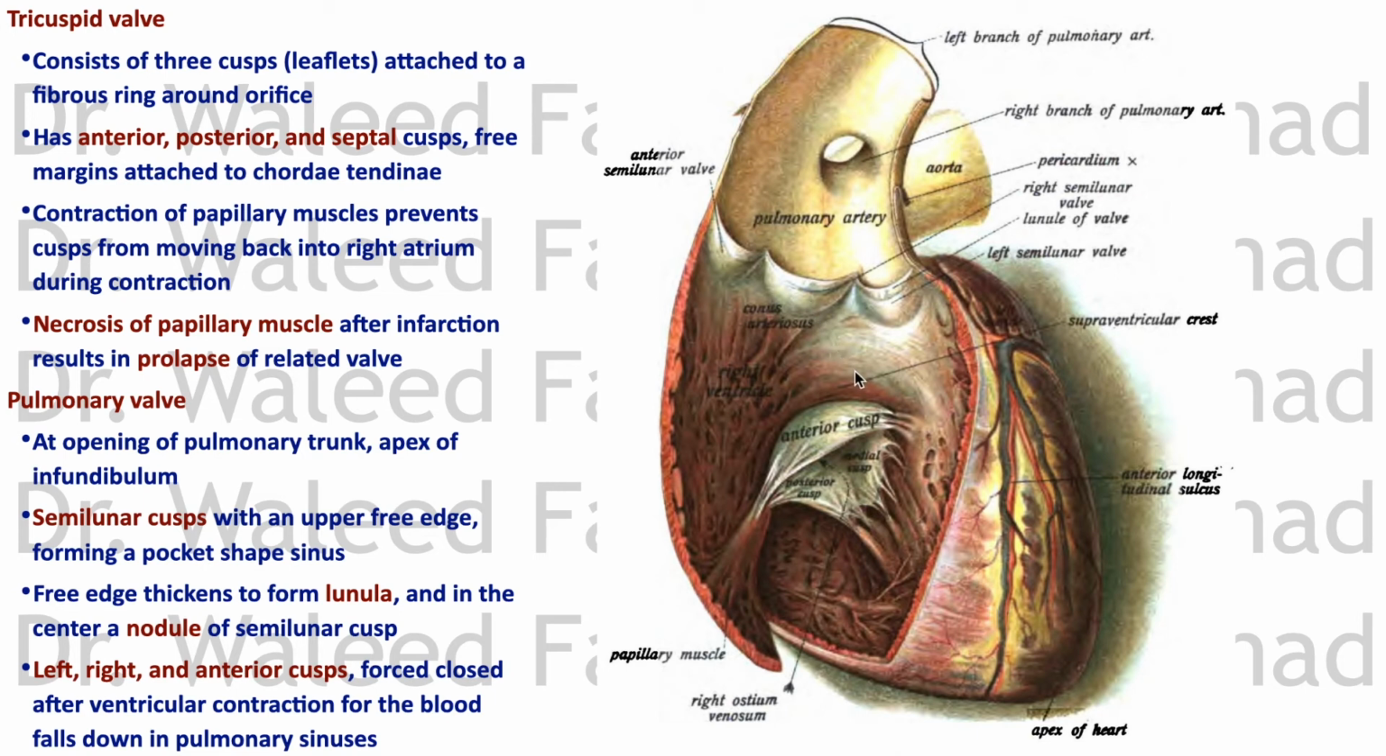What happens is, when the blood flows into the pulmonary trunk, or on the other side into the aorta, of course it will go back again, fall into the pockets, and force the valve to close, without the need for papillary muscles. It's a totally different technique for this type of valve. They are called the semilunar valves. The pulmonary valve has left, right, and anterior cusps.